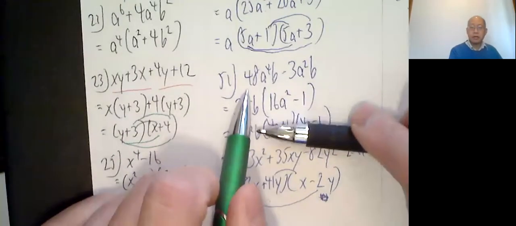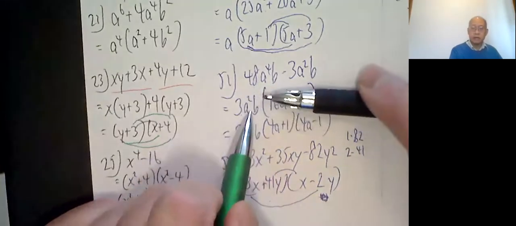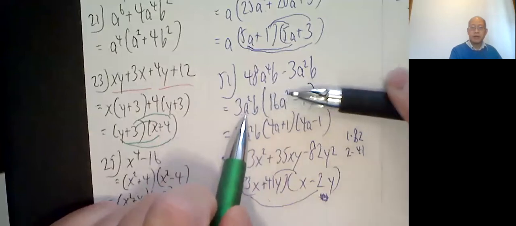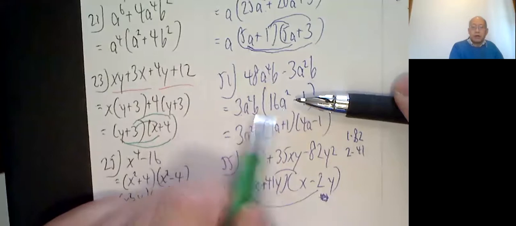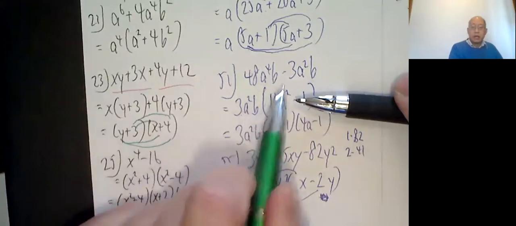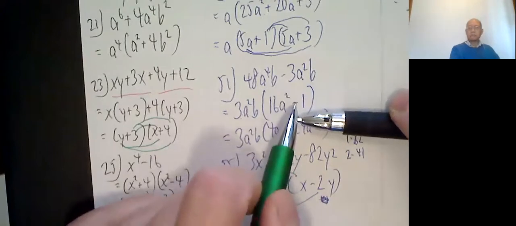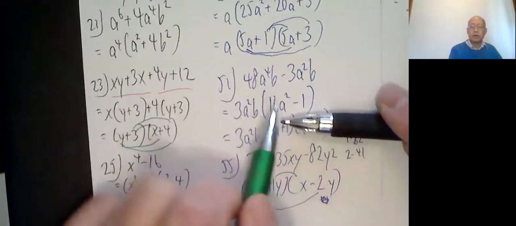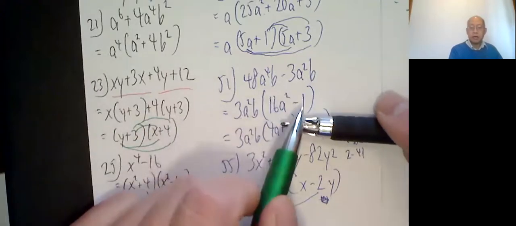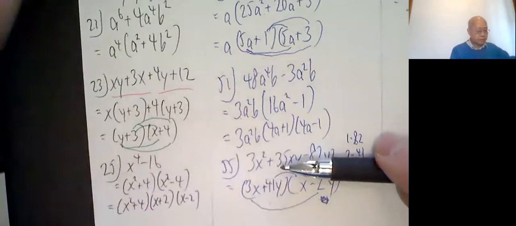51, take out the greatest common factor. I can take out a 3, an A squared, and a B. Okay, so what's left behind? 3 times 16 is 48. A squared times A squared. Don't need any B's. And then 3A squared B minus 3A squared B, so that's a 1. So leave this alone. This is the difference of squares. What do I square to get this? 4A. What do I square to get this? 1. So 4A plus 1, 4A minus 1.